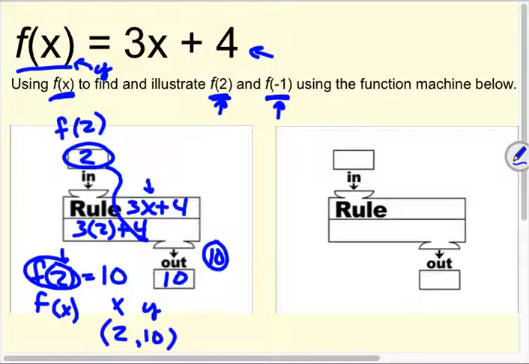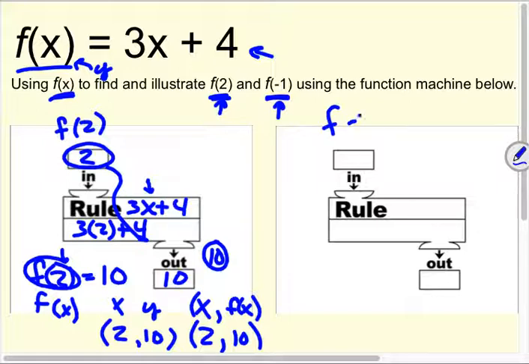Some people write it like this. X and y is the same as f of x. That's your output variable. Well, we plugged in 2, and what is f of x equal to? What's my output variable? 10. Okay? So you can write these as ordered pairs also.